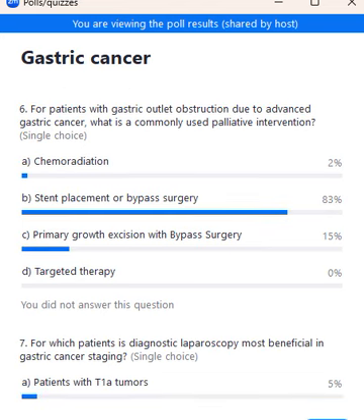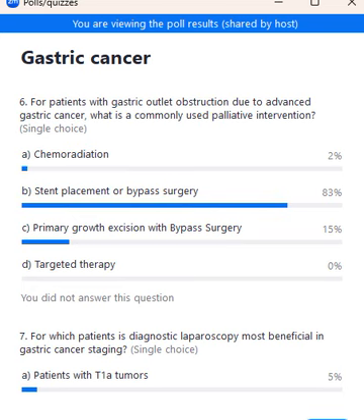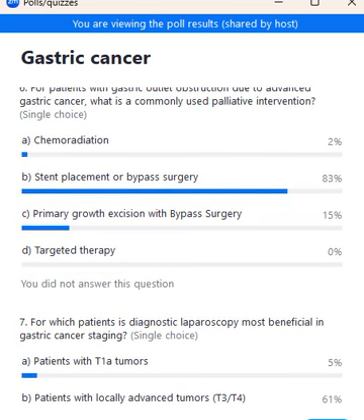Question number 6. For patients with gastric outlet obstruction due to advanced gastric cancer, what is a commonly used palliative intervention? Option A was chemoradiation. Option B, stent placement or bypass surgery. Option C, primary growth excision with bypass surgery. Option D, targeted therapy. Here the correct answer is option B, stent placement or bypass surgery. This improves the patient's quality of life. 83% of students have given the correct answer.